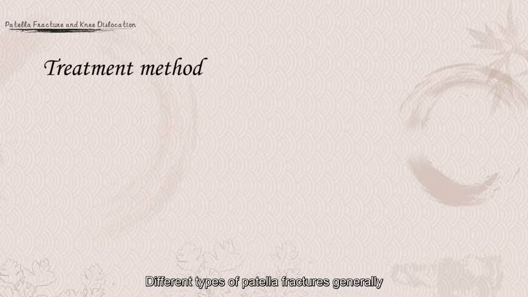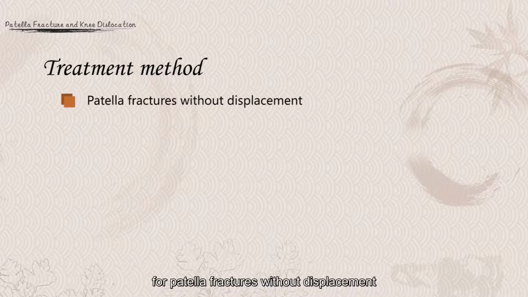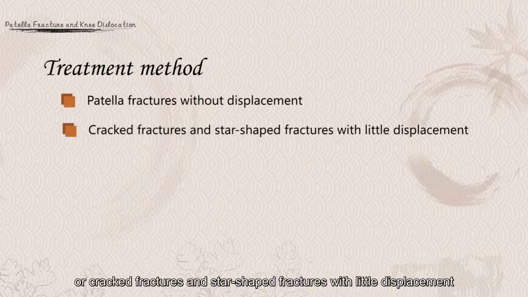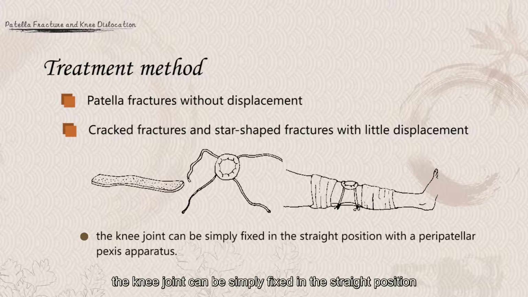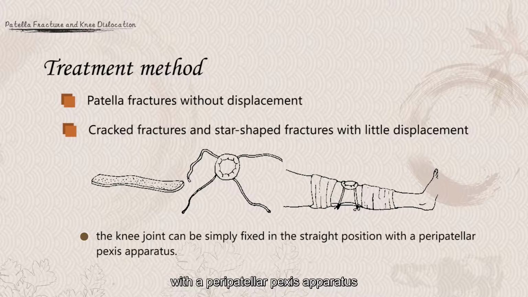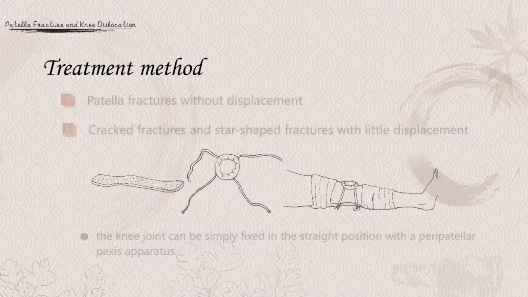Different types of patellar fractures generally adopt different treatment schemes. First of all, for patellar fractures without displacement, or cracked fractures and star-shaped fractures with little displacement, the knee joint can be simply fixed in the straight position with a peripatellar cylinder splint.